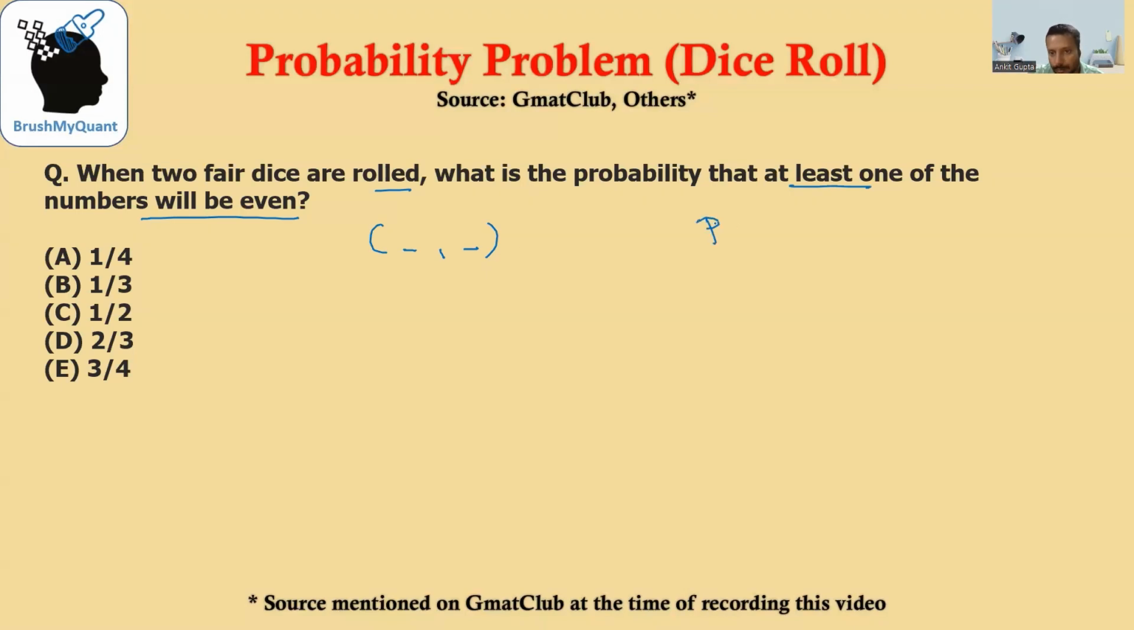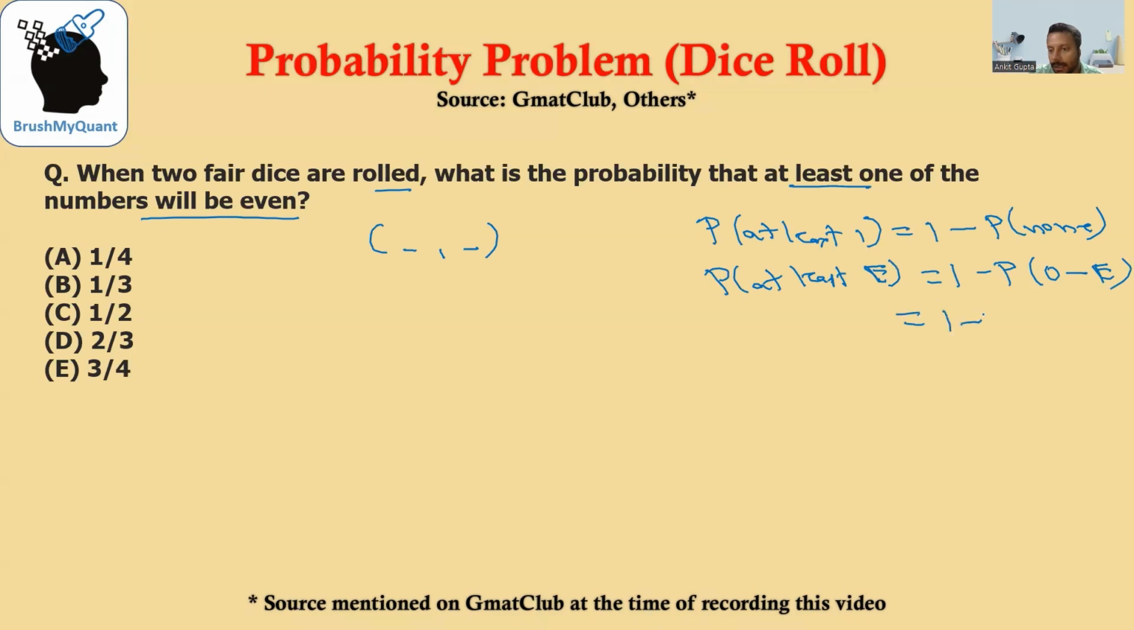concept which is probability of at least one is equal to 1 minus probability of none. That means if you have to find probability that at least one is even, then we'll find 1 minus probability that you have zero even numbers. That means 1 minus probability of getting only odd numbers in both the dice.